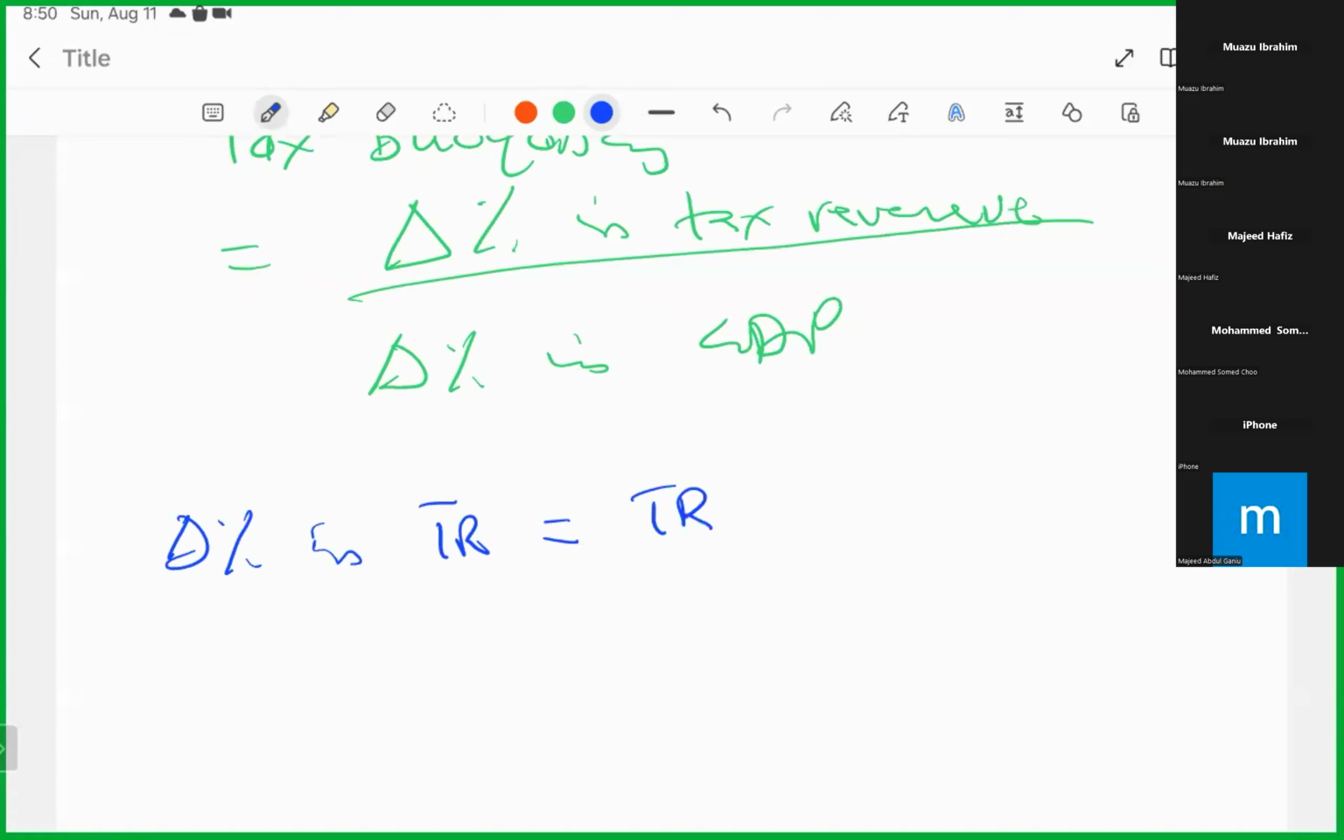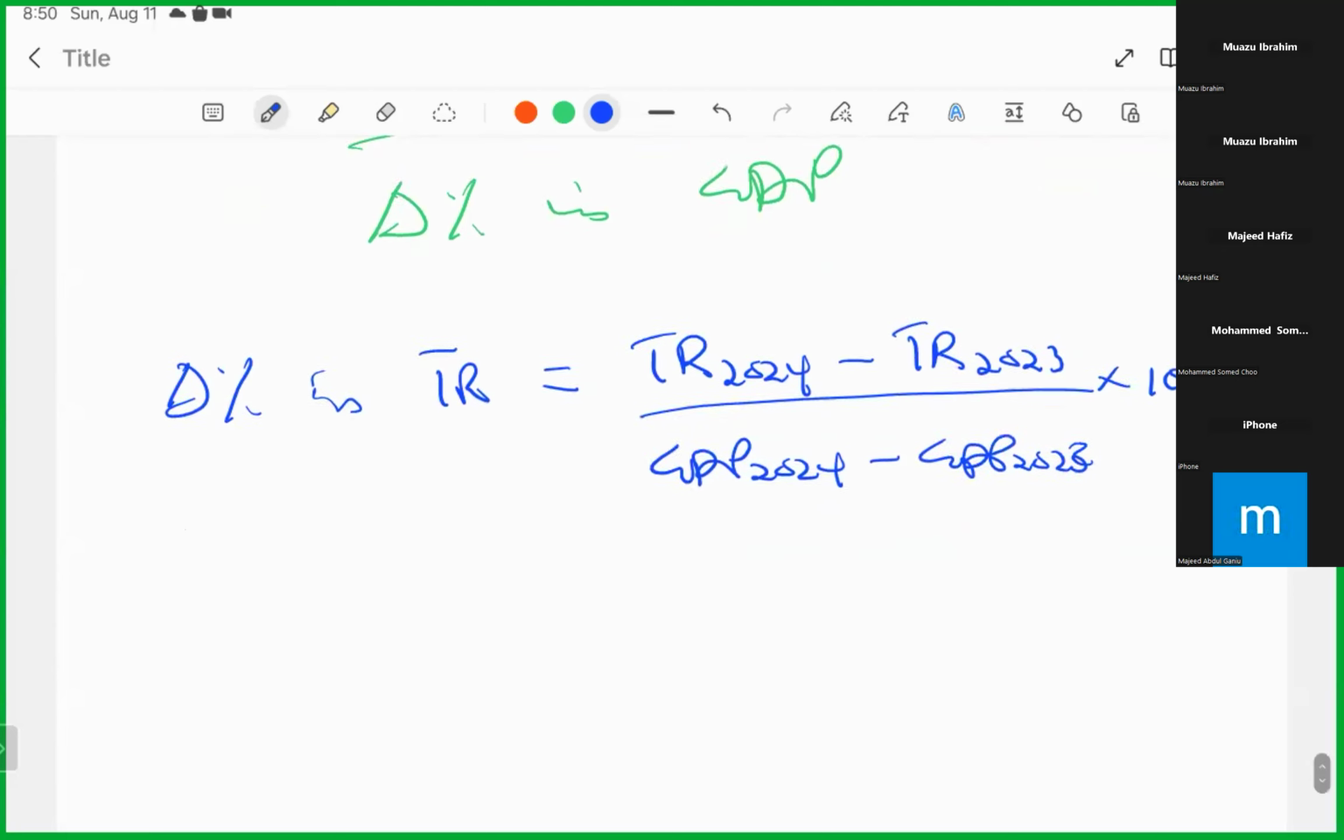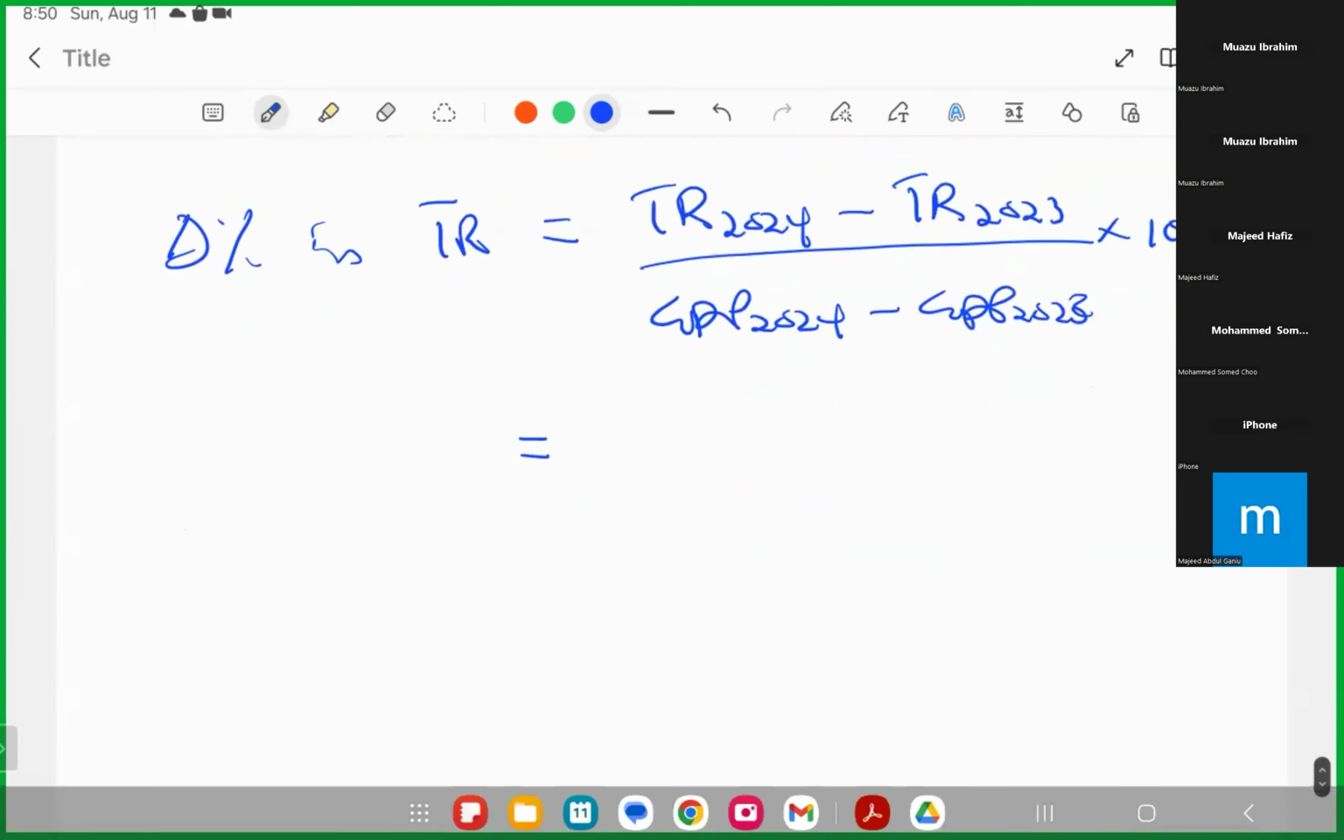It's equal to the tax revenue for 2024, minus the tax revenue for the previous year, 2023, all over the GDP for 2024 minus the GDP for 2023, times 100. So this is the value that you are going to get when you plug it in. Please note, the tax revenue for 2024 is what?